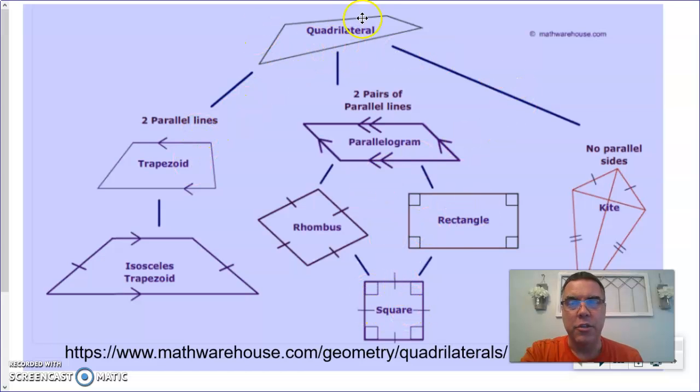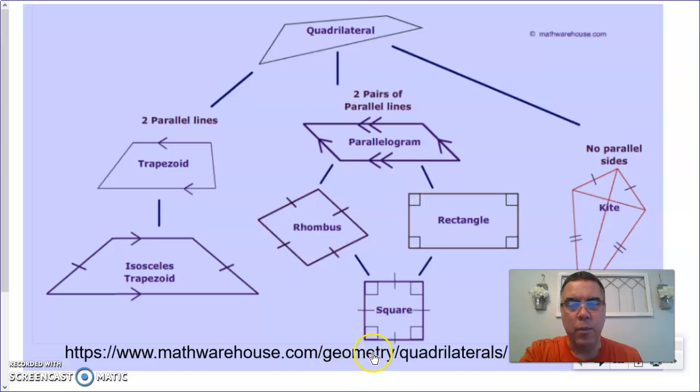This little tree diagram here is kind of just to show you another example of how these shapes are grouped together. Got your quadrilaterals here, and then they branch out to these different types. Parallelograms, and then the parallelograms branch out into rectangles, rhombuses, and squares. Squares are a combination of rhombus and a rectangle.